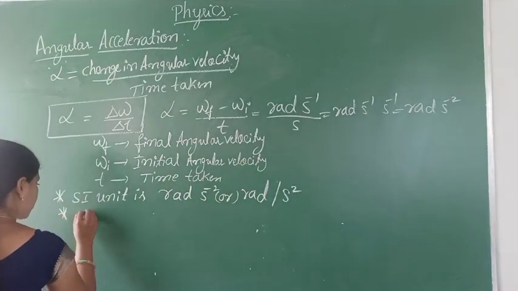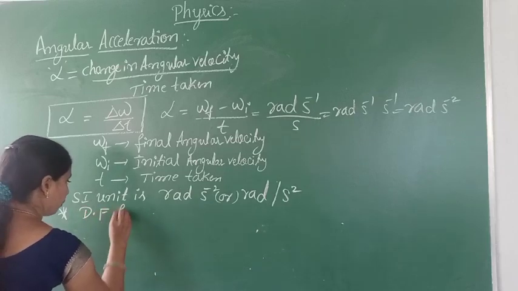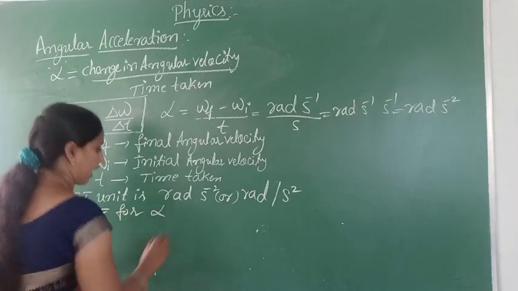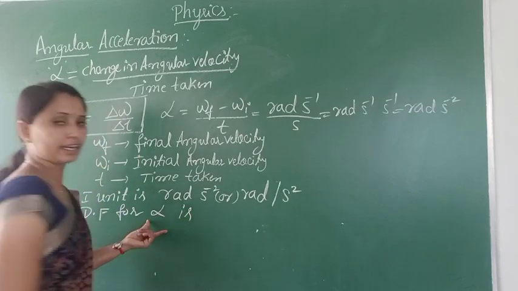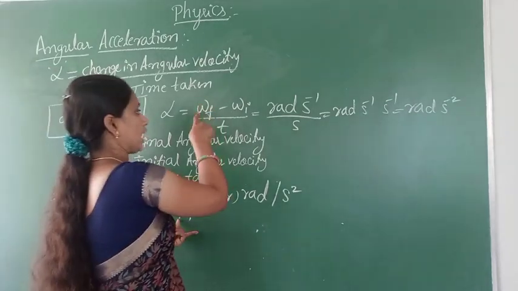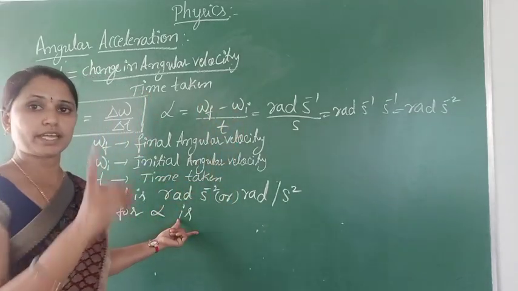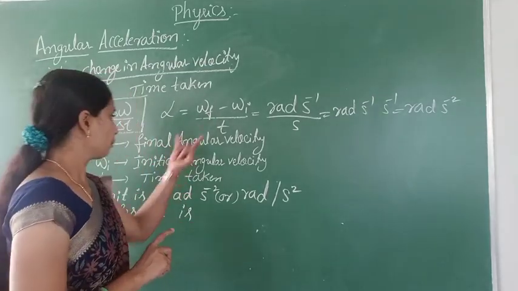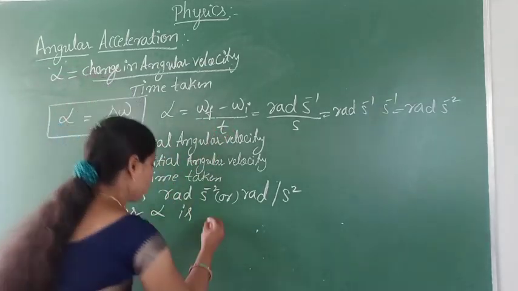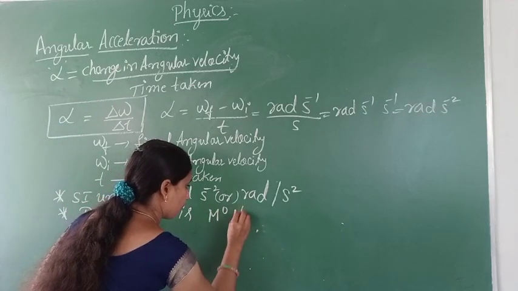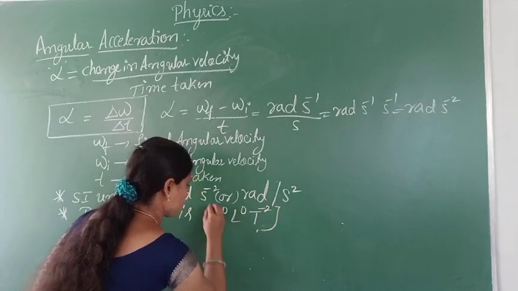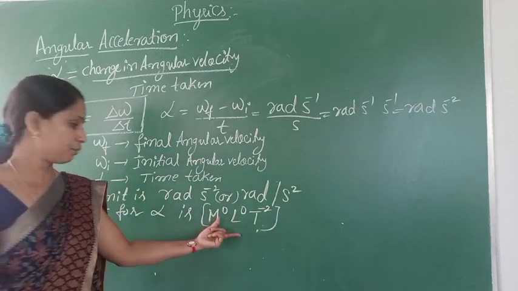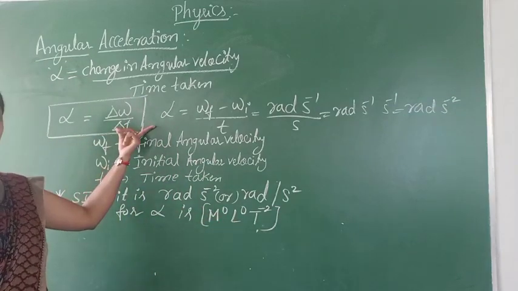Then the dimensional formula. We know the dimensional formula for angular velocity is M power 0, L power 0, T power minus 1. But in the case of angular acceleration, time is also in the denominator, so it is M power 0, L power 0, T power minus 2. Clear? So this is the dimensional formula for angular acceleration.